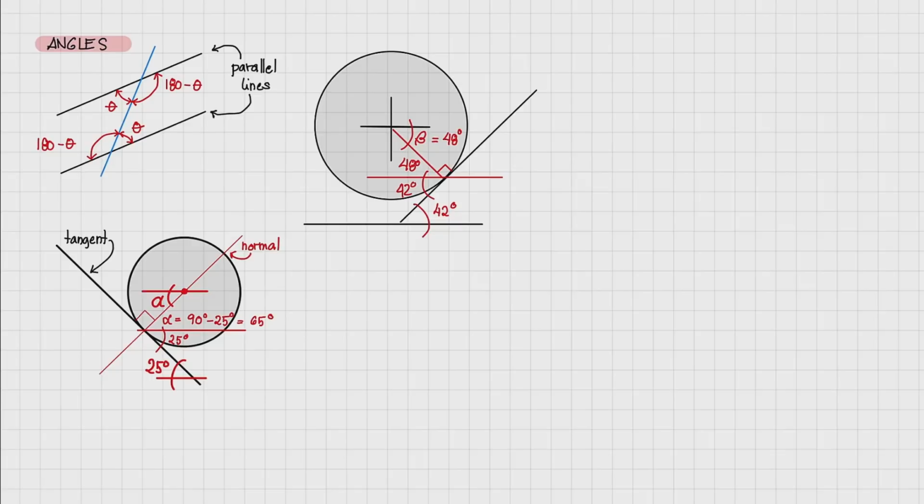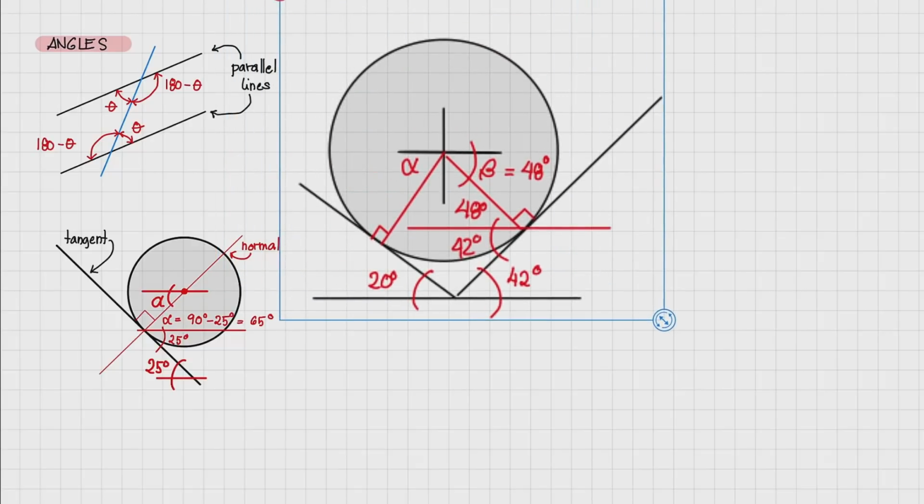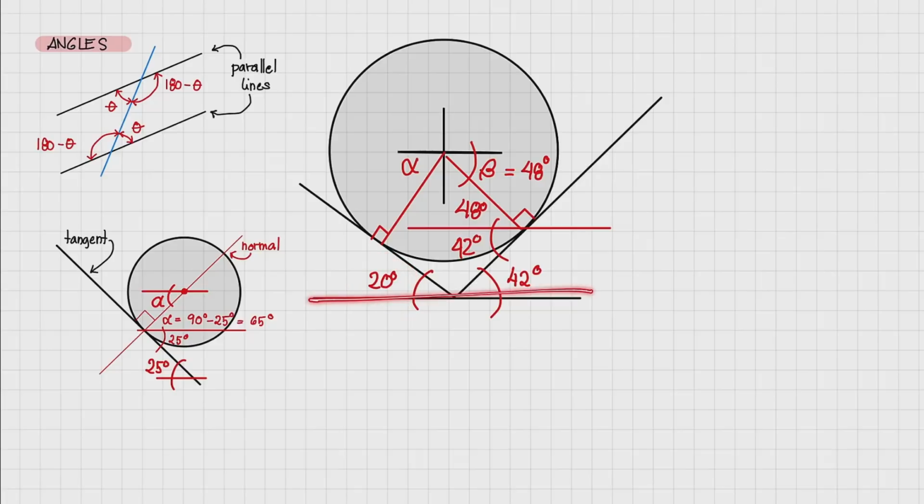So, what if maglagay tayo ulit ng angle dito? Give me a second. Okay, what if ganito naman? So, we have another line. Resize ko lang. Let's just make this bigger so we can see more clearly. So, we have another line tangent to our circle and it has an angle of 20 degrees to the horizontal line. So, we are to compute for angle alpha.